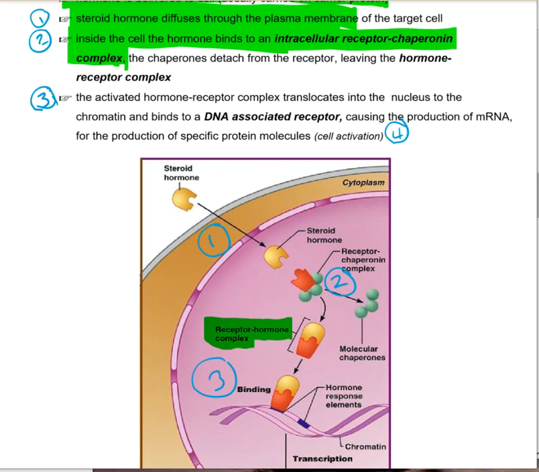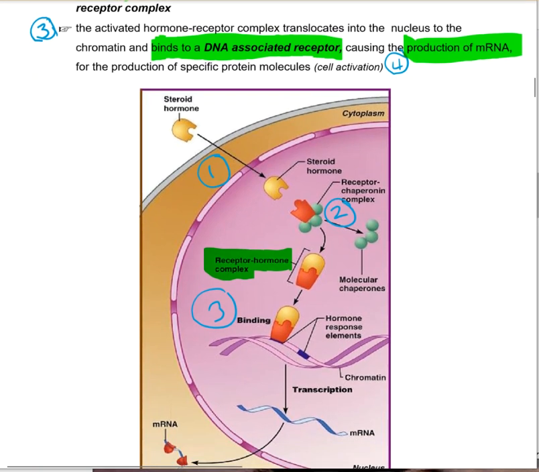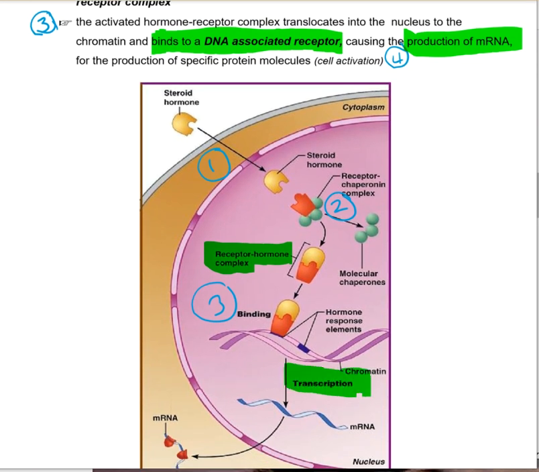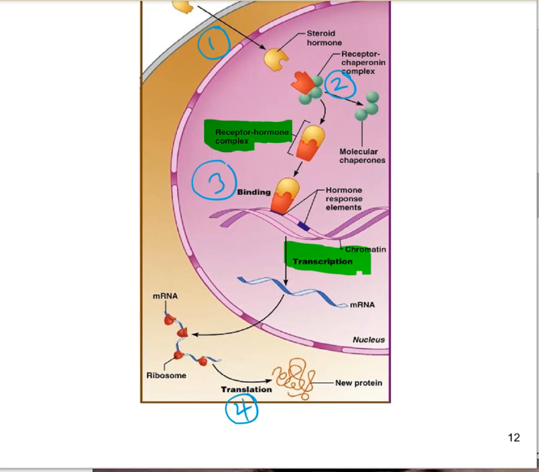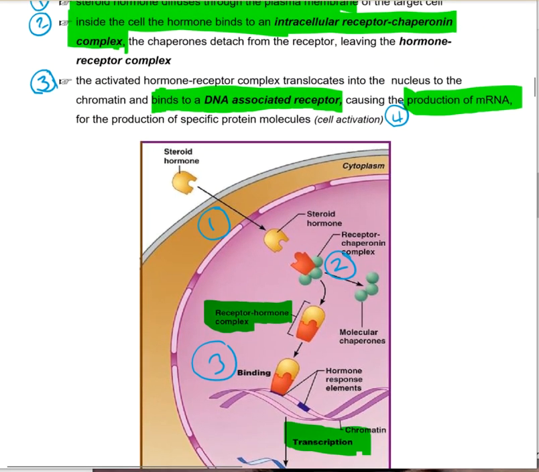It goes into the nucleus, finds the DNA, and binds to a receptor on the DNA. And it causes the production of mRNA. Now, if you remember what mRNA does, remember this from intro bio, it goes through transcription and goes through translation. And when that happens, we get a new protein made. So this hormone goes all the way in, and it will produce specific protein molecules and activate the cell.